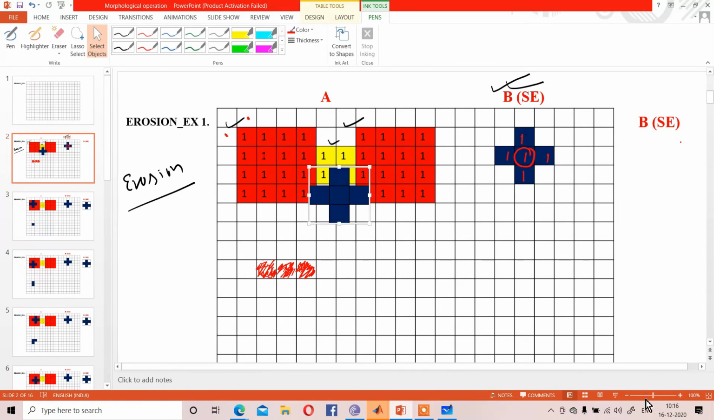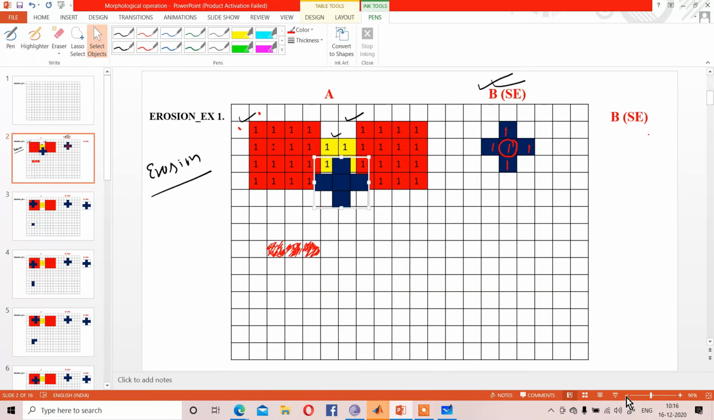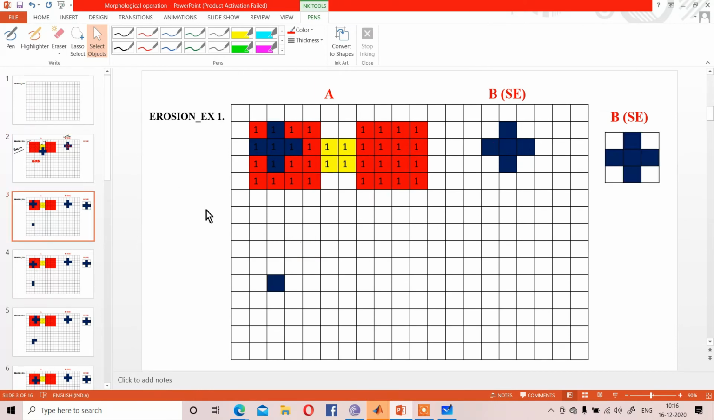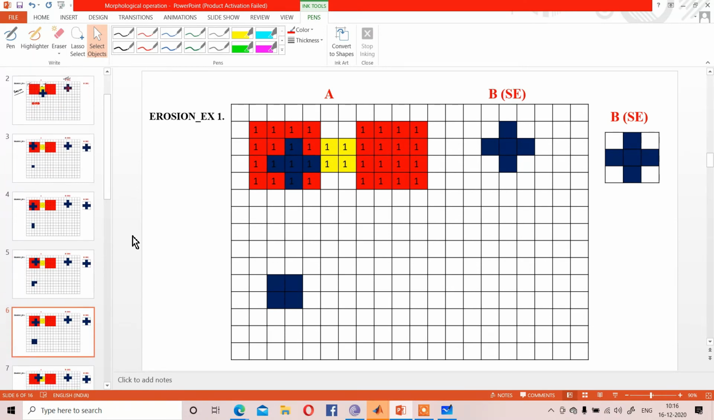Okay, so finally if we check all the values, you can see that this is the first mapping. Depending on the first mapping, we are getting the first pixel value. After the second mapping, we are getting the second pixel value. That is your third mapping, that is your fourth mapping, that is your fifth mapping, that is your sixth mapping.